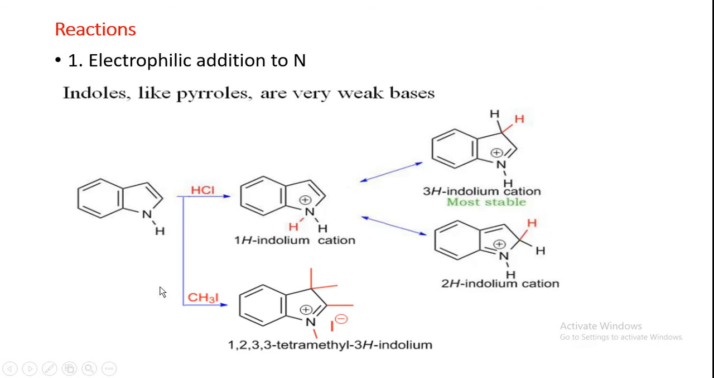Next is methylation or alkylation. Methyl iodide may react. This CH3 plus group may attack the lone pair present on the nitrogen to form the 1,2,3,3-tetramethyl 3H indolium cation, or indolium iodide salt. Here you see one methyl group, two methyl groups, three methyl groups and four methyl groups. So in total four methyl groups may attach to this indole nucleus, or the pyrrole nucleus present in the indole.